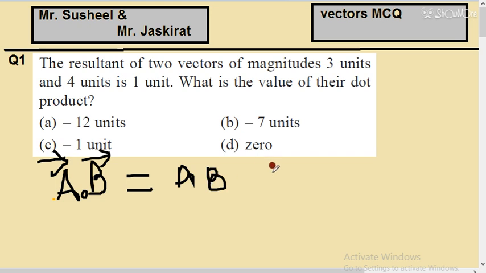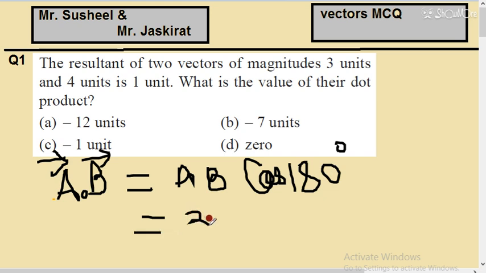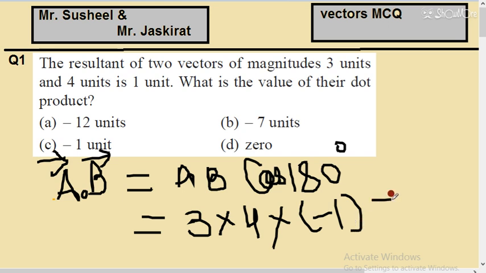So we have calculated theta. Cos of 180 degrees will be there because the two vectors are anti-parallel. The magnitude of a is given, let's suppose 3, into 4, into cos 180. Students, the value of cos 180 is minus 1. So 3 into 4 is 12, and it is minus 12.